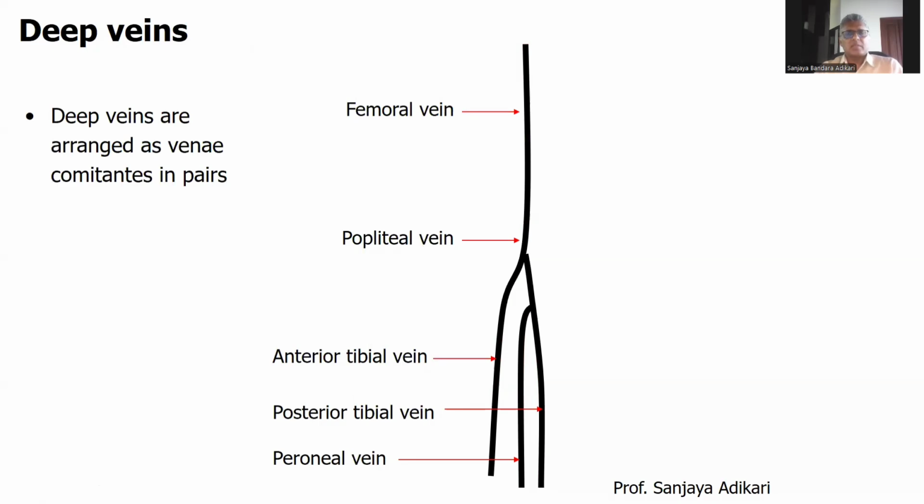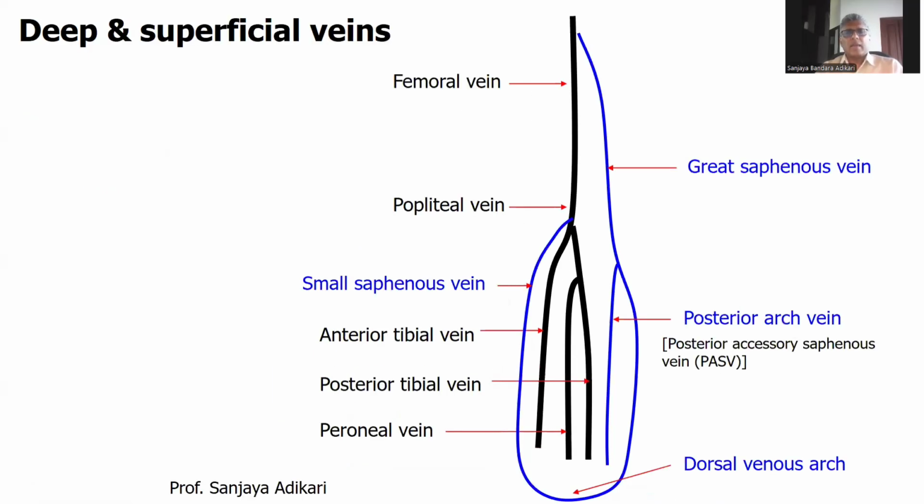So it's straightforward. But the only thing is, even though I have drawn them as single vessels, they are usually in pairs, except for the femoral and popliteal veins. Then if I add superficial and deep together, the black ones are deep veins, blue ones are superficial veins. We have already discussed in this lecture the dorsal venous arch, great saphenous vein and small saphenous vein, and how they enter the deep veins.